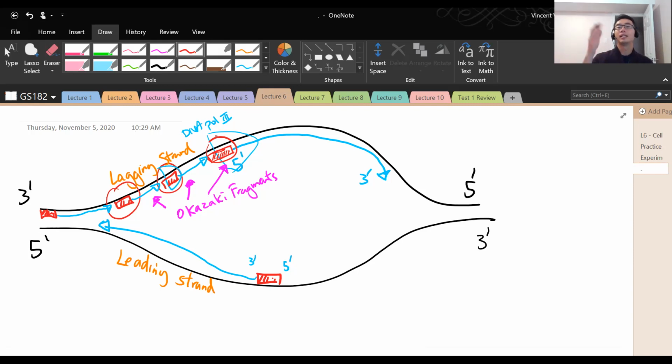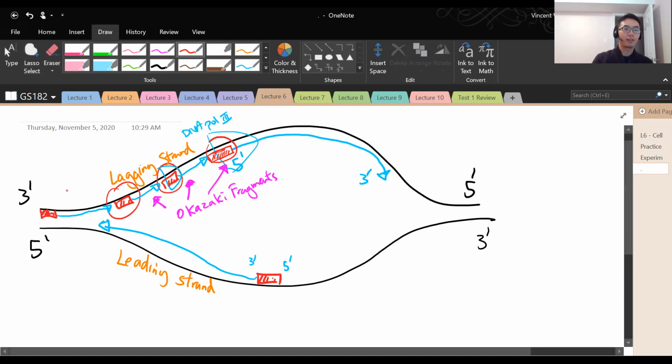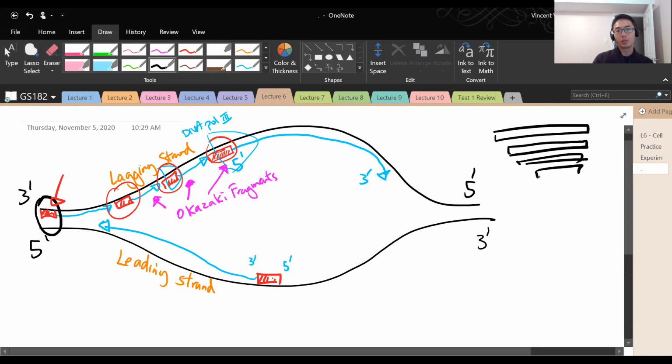I'll assume that's okay. Here's the problem. Okay, if you look at the very end here, there is an RNA primer, but there is nothing coming from upstream. There is no DNA polymerase coming from this way. So after you finish copying the DNA, we will lose this chunk of the DNA. Okay, so if your DNA is this long, every time you divide, you lose a little bit, and you lose a little bit, and you lose a little bit. Okay, eventually you will lose important genetic information, right? So that is not good. We don't want that to happen.